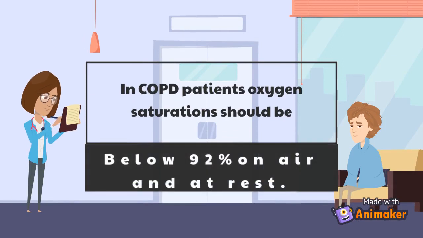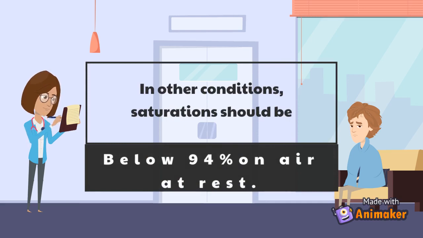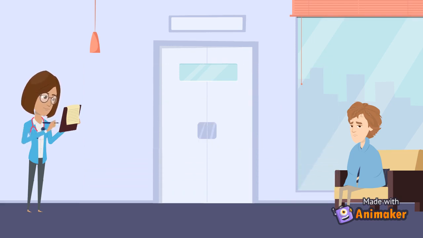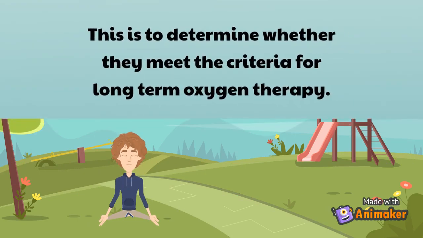In COPD patients, oxygen saturations should be persistently below 92% on air and at rest. In other conditions, oxygen saturations should be persistently below 94% on air at rest. If this is the case, they will need to be referred for an arterial blood gas assessment. This is to determine whether they meet criteria for long-term oxygen therapy, or LTOT for short.